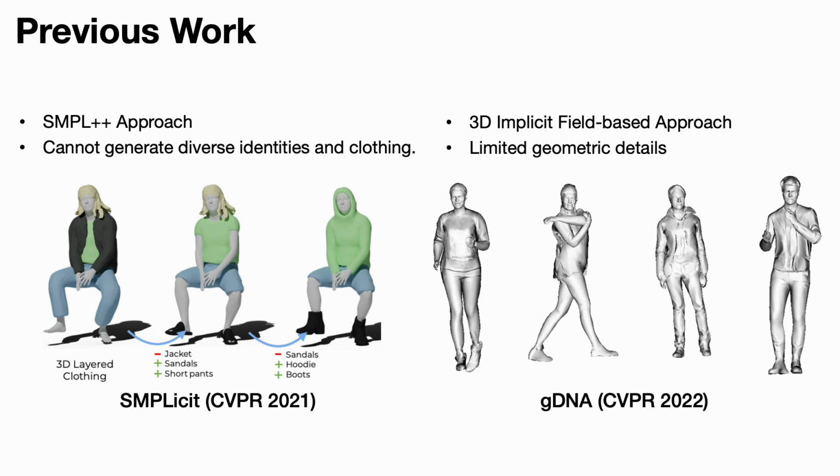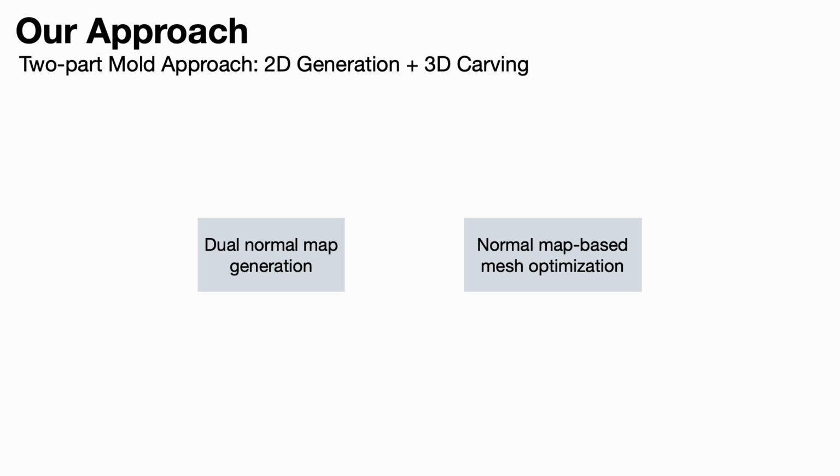While the creation of human 3D models has been of high interest in many fields, most previous approaches tended to be limited in generating realistic models with diverse identities and clothing. Our method aims to solve 3D human generation by dividing the problem into 2D normal map generation and 3D reconstruction.